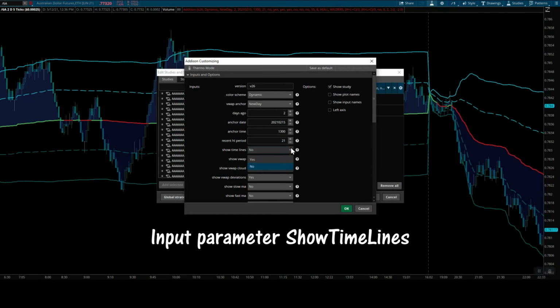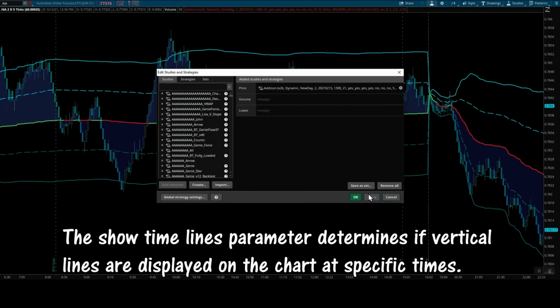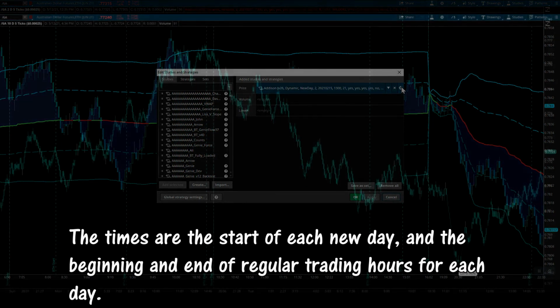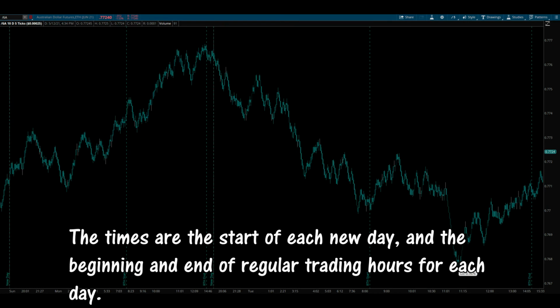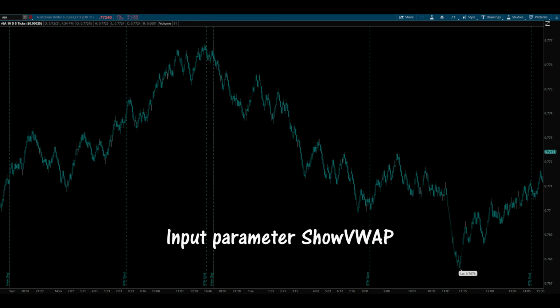Input parameter: Show Time Lines. The Show Time Lines parameter determines if vertical lines are displayed on the chart at specific times. The times are the start of each new day, and the beginning and end of regular trading hours for each day. Regardless of this setting, the lines only display on intraday charts.